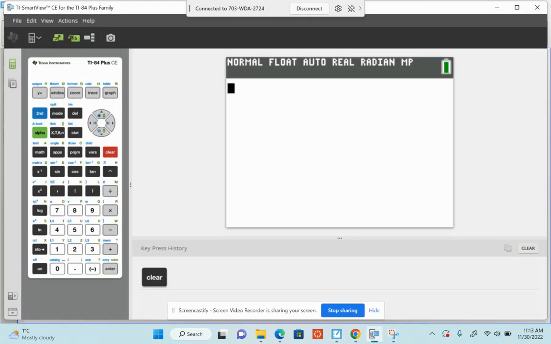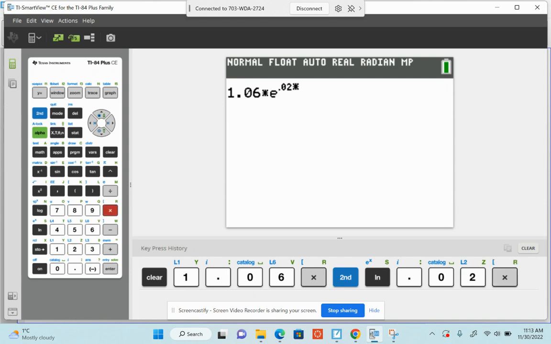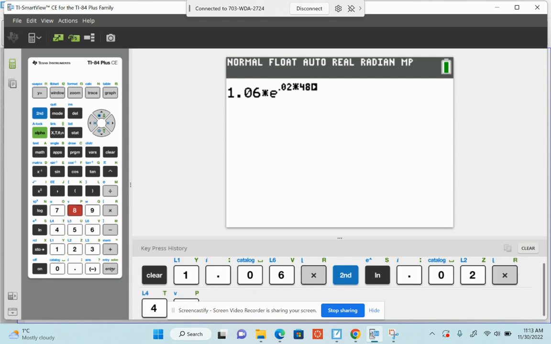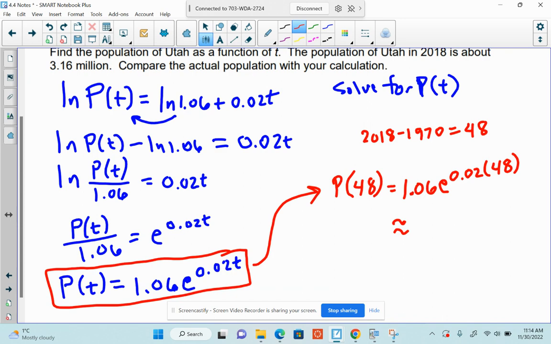Let me pull it up. I'm going to put in 1.06 times e, that second function with the ln, and I'm going to put in 0.02 times 48. I'm going to push enter. There it is, 2.77. So we're at 2.77 million.